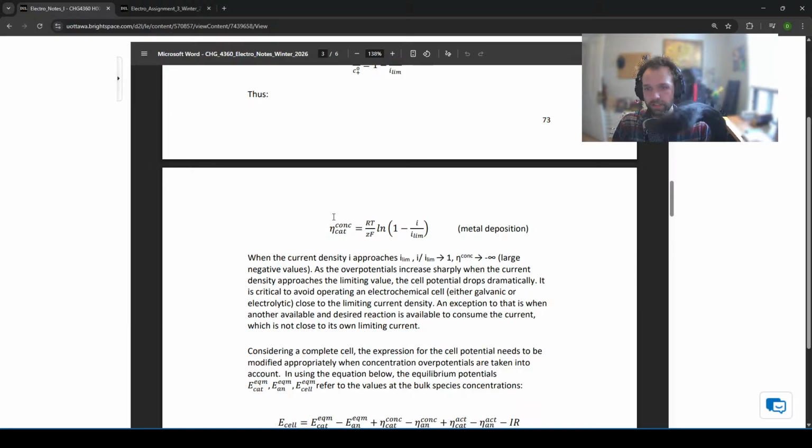When the current density I approaches the limiting current density, the ratio moves to 1, which means that the overpotential moves towards negative infinity. As the overpotentials increase sharply when the current density approaches the limiting value, the cell potential drops dramatically. It is critical to avoid operating an electrochemical cell, either galvanic or electrolytic, close to the limiting current density. An exception to that is when another available and desired reaction is available to consume the current, which is not close to its own limiting current.